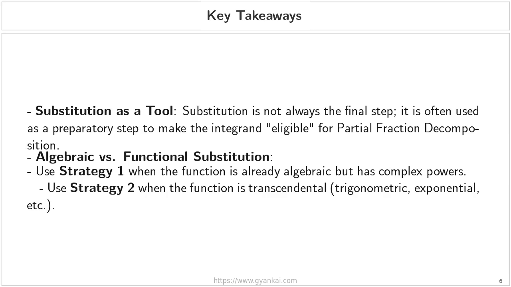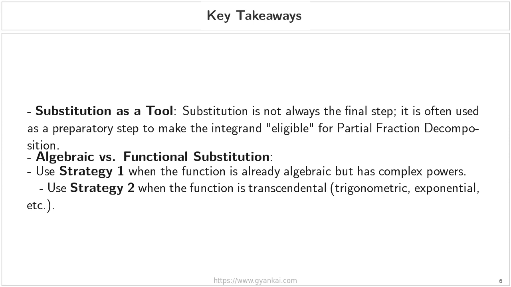Now let's talk about algebraic versus functional substitution. We essentially used two main strategies, right? Strategy 1 and Strategy 2. This point clarifies when to use each. If your integrand, that's the function you're integrating, is primarily algebraic, meaning it involves polynomials and rational functions, but has some tricky powers of x, like x squared or x to the power of 4, then use strategy 1. We're simplifying the algebraic structure with substitution.